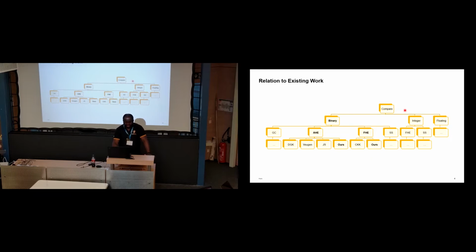Regarding related work, there are different protocols using, for example, the binary representation of the input, or they can represent the input as integer, also floating point. The schemes that are used to do this kind of computation are garbled circuits, or additive homomorphic encryption, or fully homomorphic encryption. In our work, we focus on binary representations using homomorphic encryption.